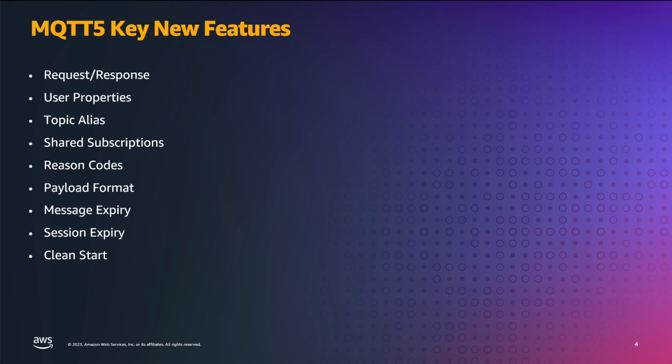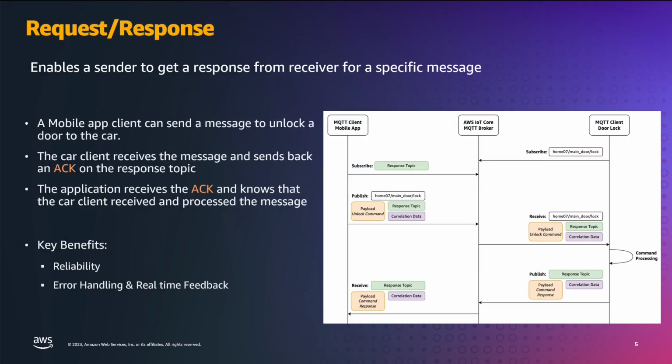So first is the request and response feature, which allows a sender to get a response from the receiver for a specific message. Let's consider an example of a mobile app that sends a message to unlock the door of a car. So the door lock subscribes to a specific topic on which the mobile app sends messages to it. The mobile app sends a subscribe message with the response topic to the IoT broker, and then it publishes a message on the same topic to which the door lock is subscribed to.